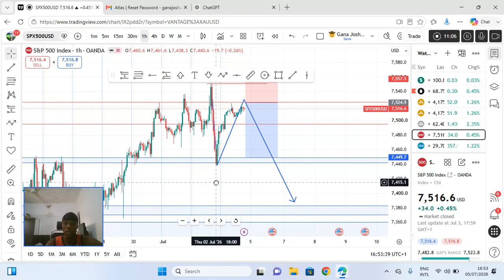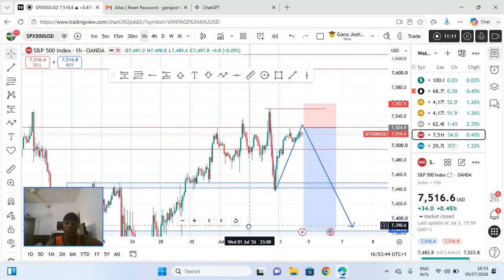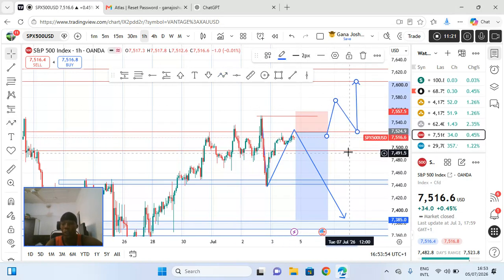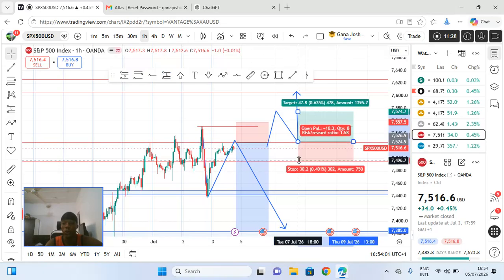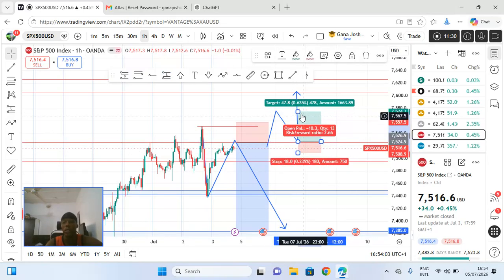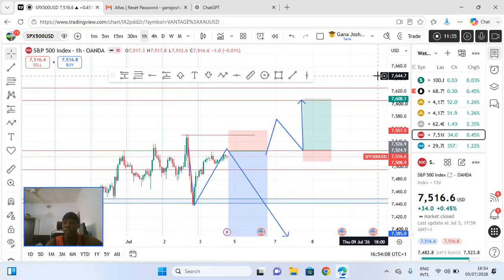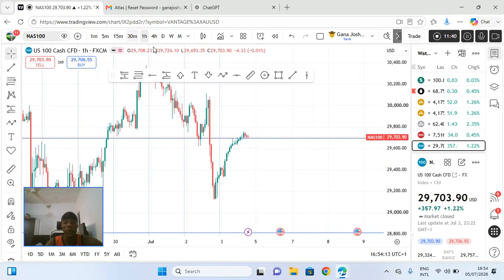Who knows? But then, target for this support. But me, I'm not going to be looking for that. I'll rather be waiting for this level to fail. Then I will be waiting to hop on the buys from here on the continuation. If this level that is supposed to hold fails, either we continue to the upside up until this resistance and you get a few bucks on the S&P 500.